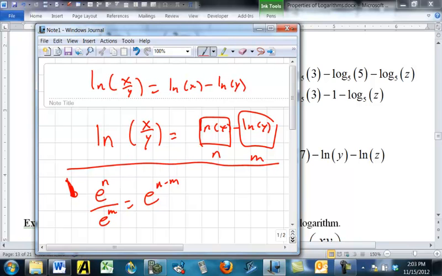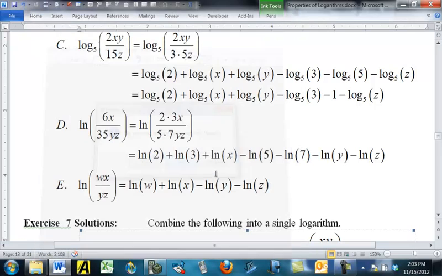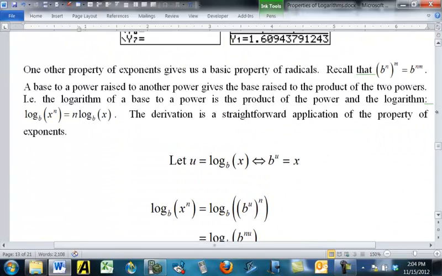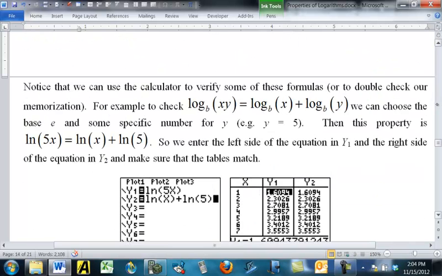So you need to memorize these. Be sure you memorize them correctly. But you can also sometimes use your calculator to do some checking for you, to check your memory. Suppose we want to check log base b of x times y is log base b of x plus log base b of y. Well, we don't have all these letters on our calculator, but we could do it for base e. If it works for base e, it's probably going to work for base b. So we could write this as ln of xy equals ln of x plus ln of y.